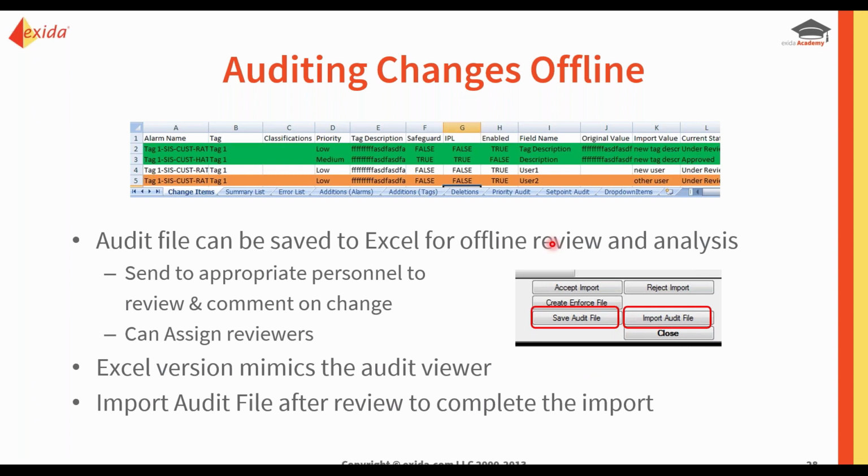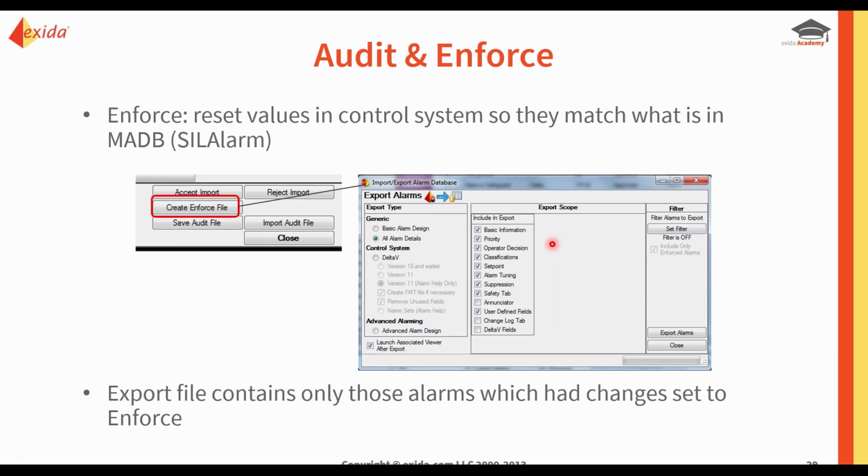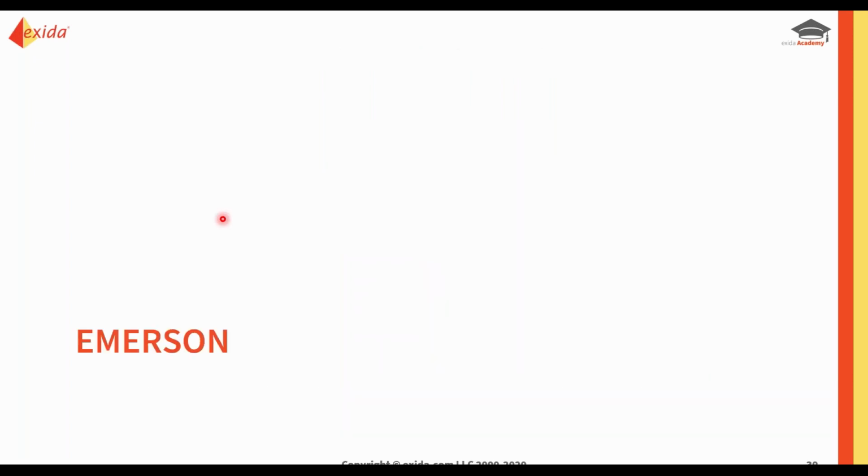So it allows you to do that same review and disposition that you would from the audit viewer. It allows you to do that offline within Excel. And then once we're done, we create an enforce file based on the alarms that we said we wanted to enforce. And that file will then be loaded into the control system.